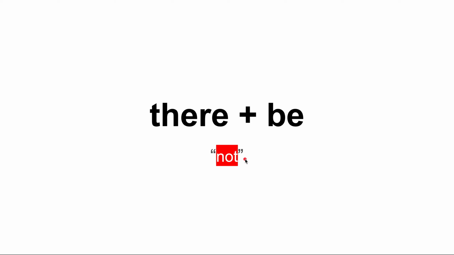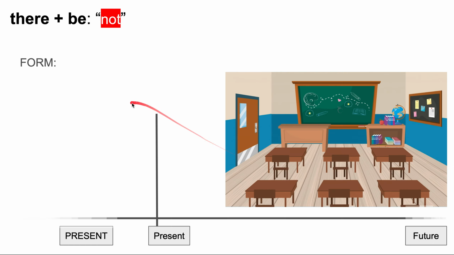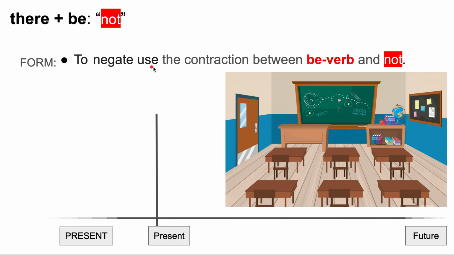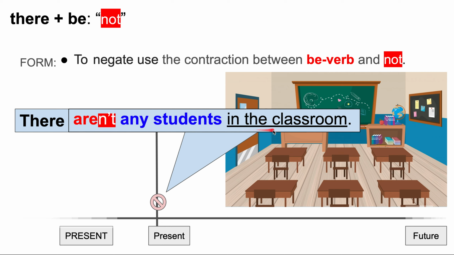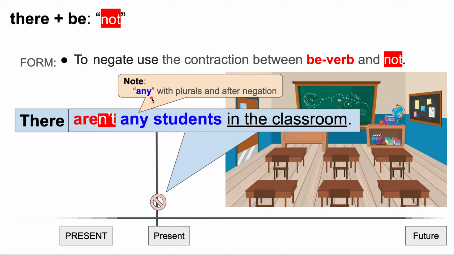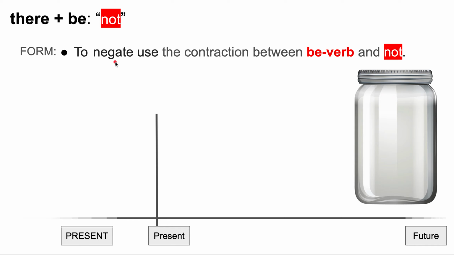Let's move on now and discuss negation. That is not. Okay, now to negate, we use the contraction between the be verb and not. So for example, we look at this classroom. There are many students? No. There are students in the classroom? No. There aren't any students in the classroom. Please note any. We use any with plurals and after negation. So we use the contraction aren't, are plus not.